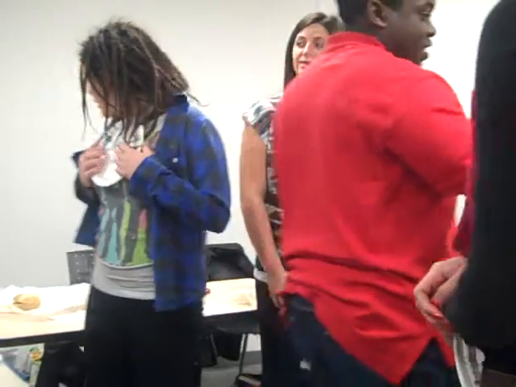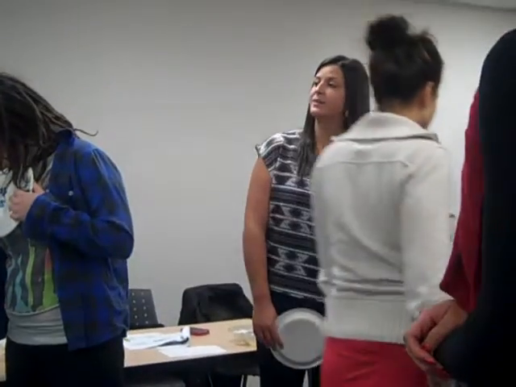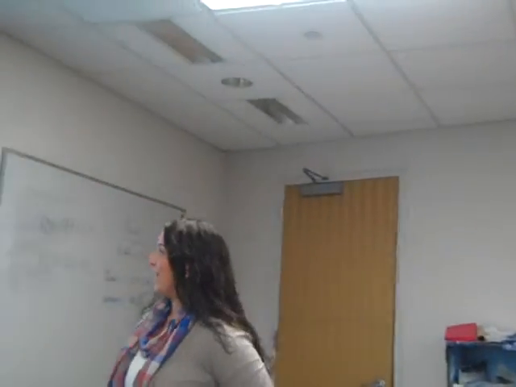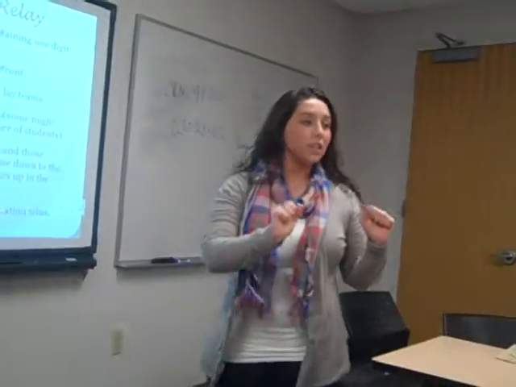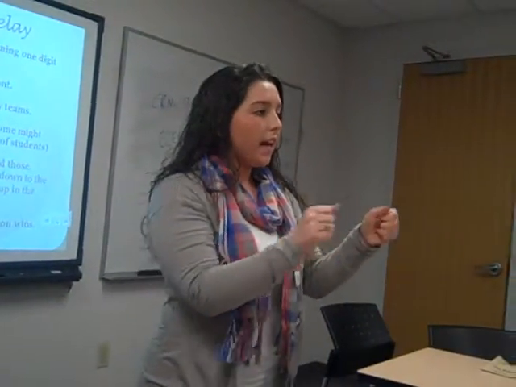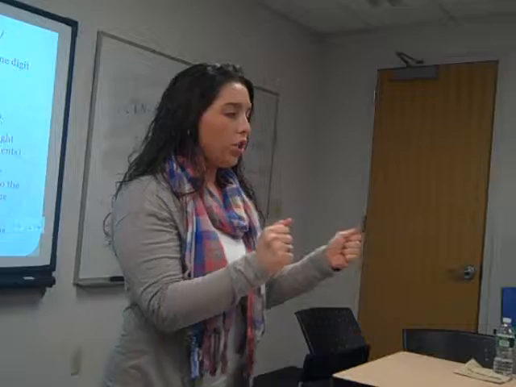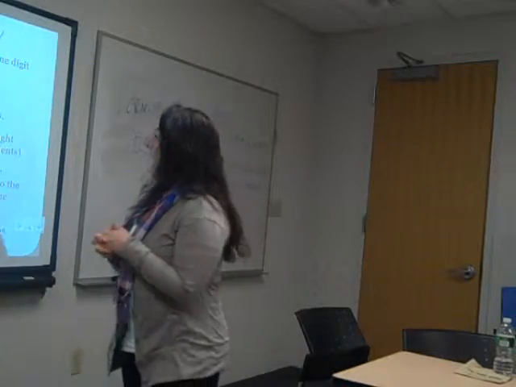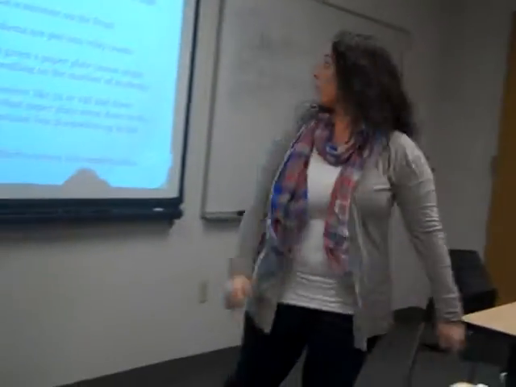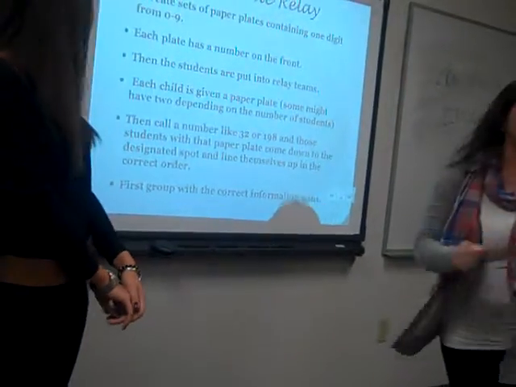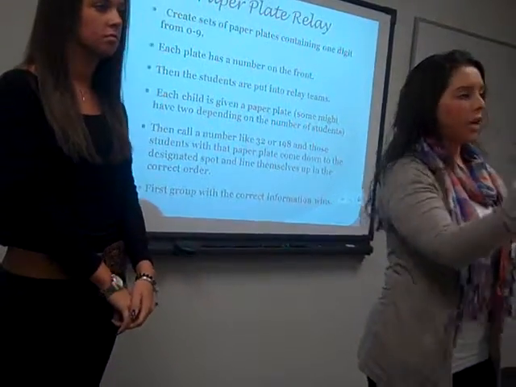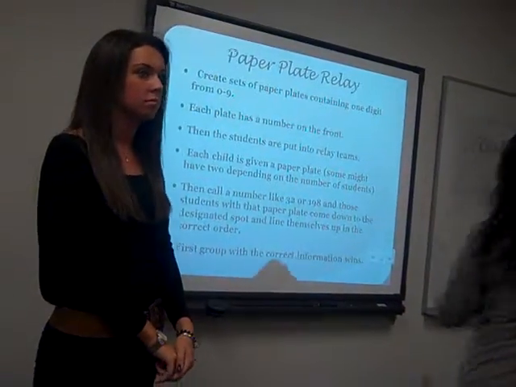Okay, so what we did was we handed out paper plates containing digits from 0 to 9. And the room just has to stay separated because you're on two separate relay teams. It's gonna be a little bit of a relay. Each plate has a number on the front, so you can check to see which number you are. And you already are separated into your relay teams. Some of you have 2 plates because we don't have enough students in our class, which is fine.